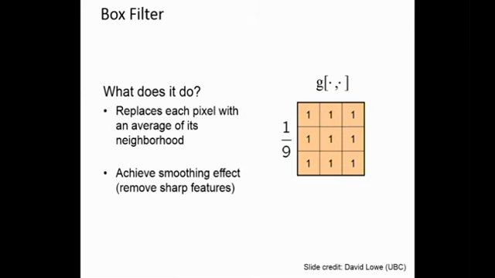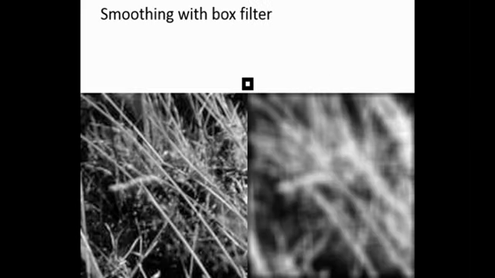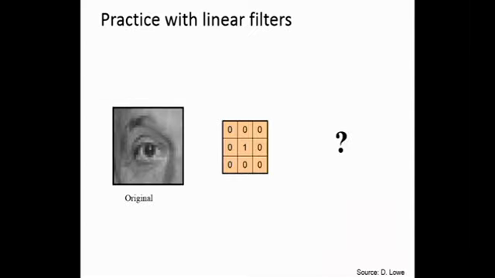So here's smoothing of a big box filter on this straw texture image, and you can see that it does create some smoothing effect. So let's look at some other filters. So what will this filter do?